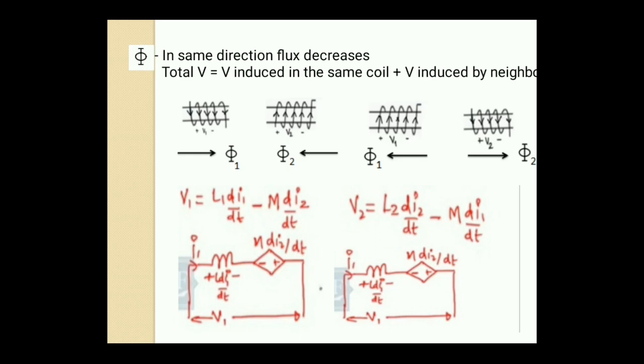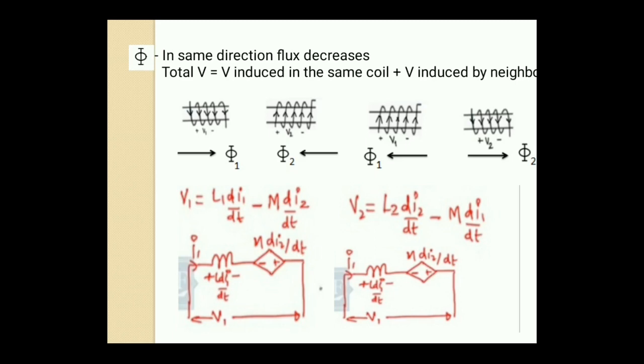At first, VL1 equals L1 into di1 by dt, where L1 is the inductance in coil 1 and i1 is the current flowing through coil 1, minus M into di2 by dt. M is the mutual inductance, which means the flux produced in coil 2 opposes the flux produced in coil 1. So we subtract it. In the same way, we write the voltage equation VL2 equals L2 into di2 by dt minus M into di1 by dt. These two inductors are replaced by an equivalent circuit of one inductor and one dependent source.